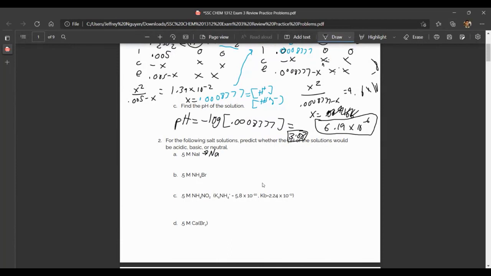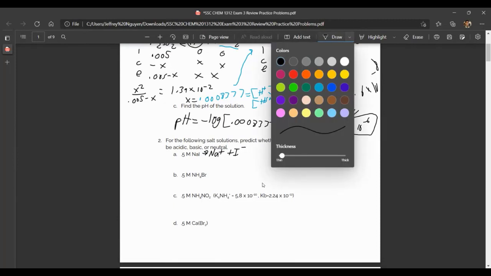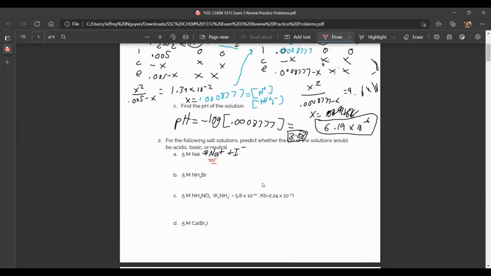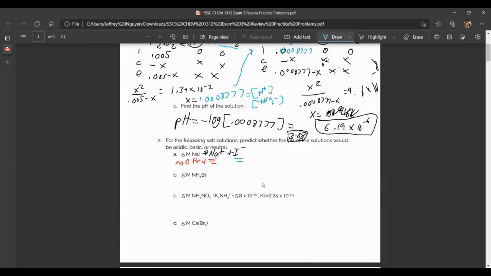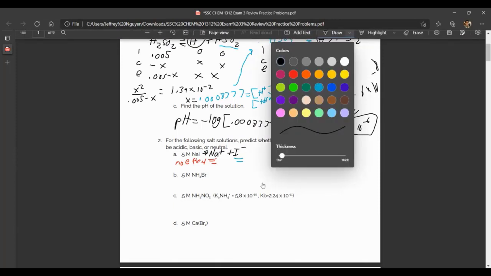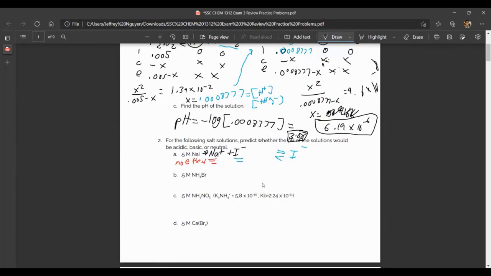So first, I want to say that NaI turns into Na plus and I minus, right? So let's identify whether these will have an effect on pH or not. The Na plus is a small metal cation, so you know that it has no effect, so we can eliminate that. And then we take a look at what makes I minus in solution. If we have I minus in solution, that means after equilibrium, it had to undergo a reaction with a water molecule in order to get where it needs to be. So what kind of molecule will give you I minus? Well, I minus has a one minus charge, so it must have lost something that made it positive. So we can say that it came from HI, the acid.